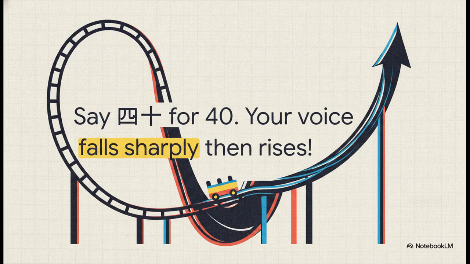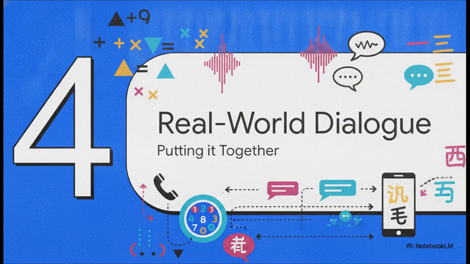To master this, you have to embrace what I call the roller coaster tone. Take the number 40, 40, 40. Practice saying 40 out loud right now. Notice how your voice falls sharply on 四 and then immediately rises back up on 十, like a roller coaster. 40. Mastering that combination is a massive milestone for your pronunciation. Section 4. Real-world dialogue.